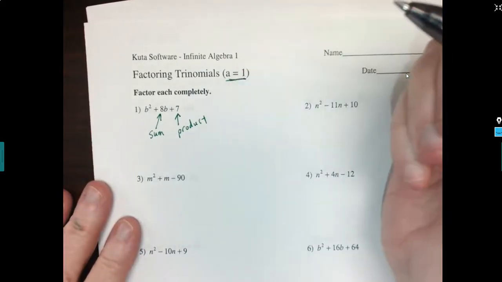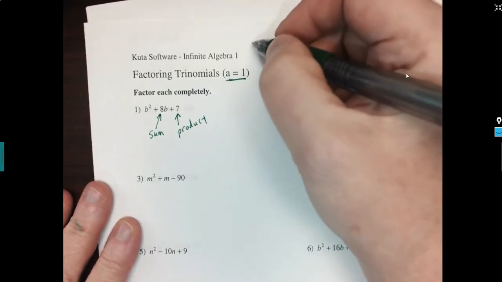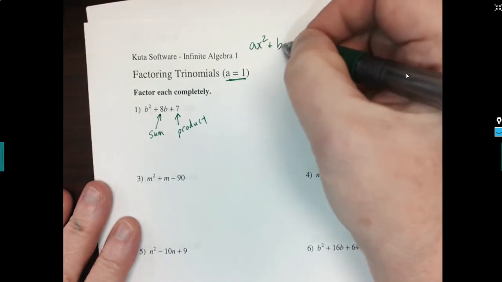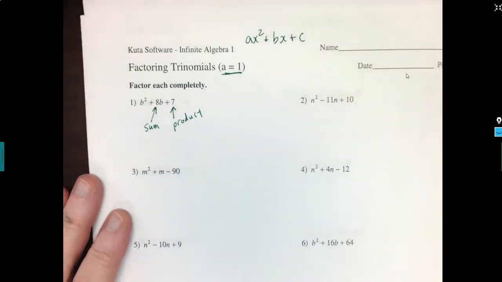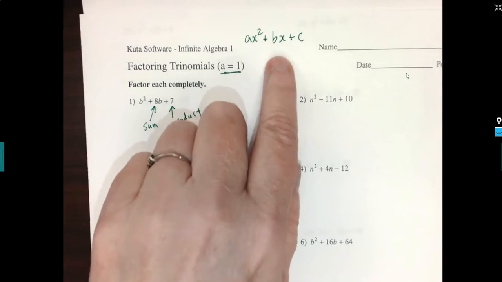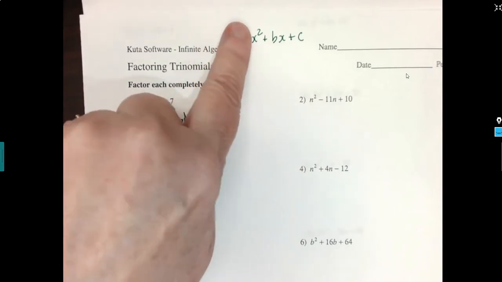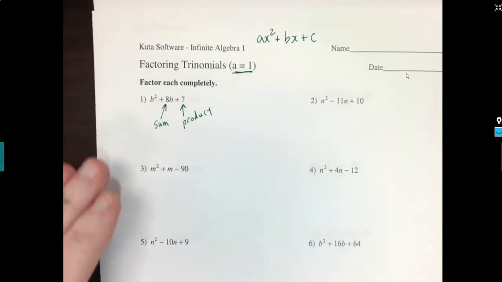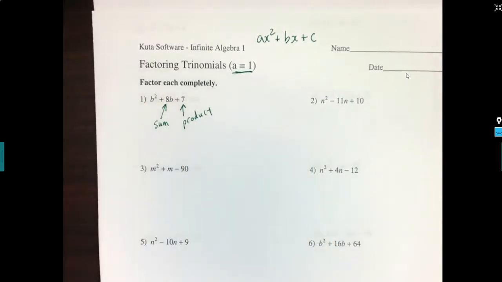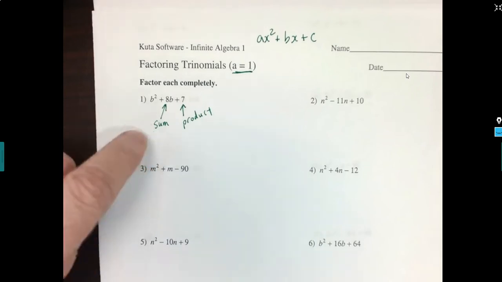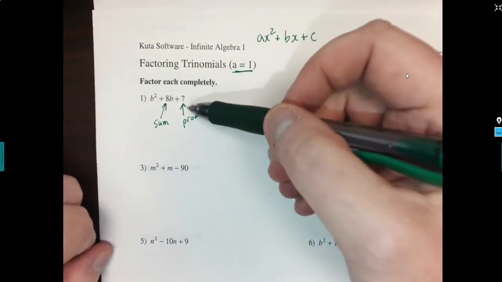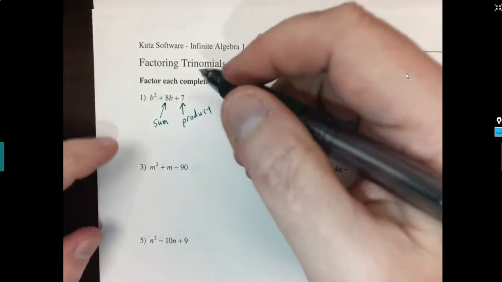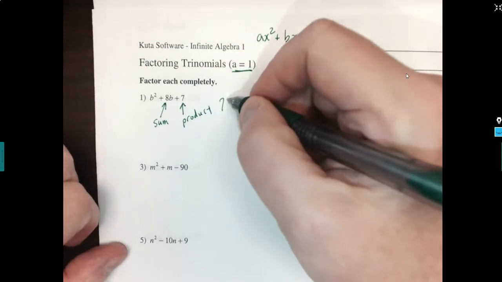So when this says that a is equal to 1, a trinomial is something in this form. And if our variable's x, so if a is equal to 1, then it just appears like that. So all of these are trinomials with a equals 1. The variables are different letters than x, but that's okay. So we can find two numbers that multiply together to give us 7, but at the same time they add up together to give us 8 and 1. So the two numbers that do that are 7 and 1.